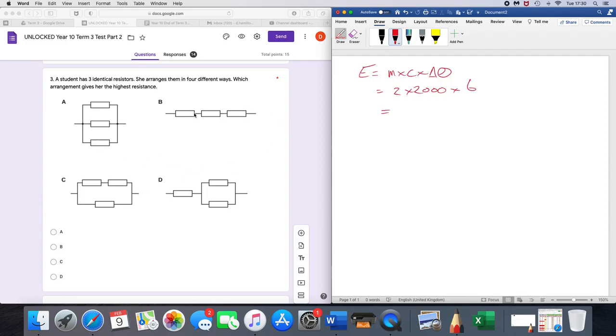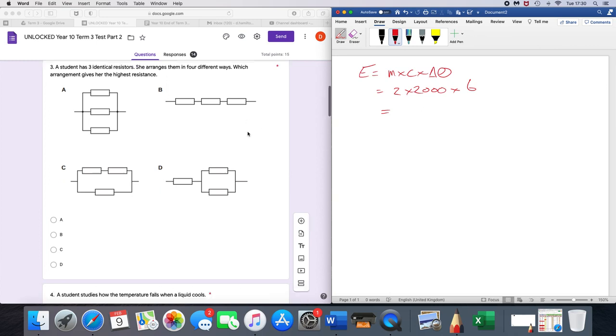So 3 in series would be the highest. Here we've got 2 in parallel and 1 in series. 2 in series in parallel with 1. So all of these are going to have smaller resistances than B. So question 3, the answer is B.